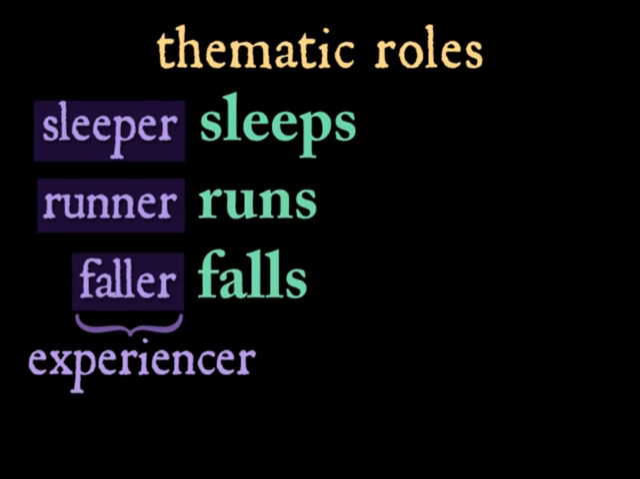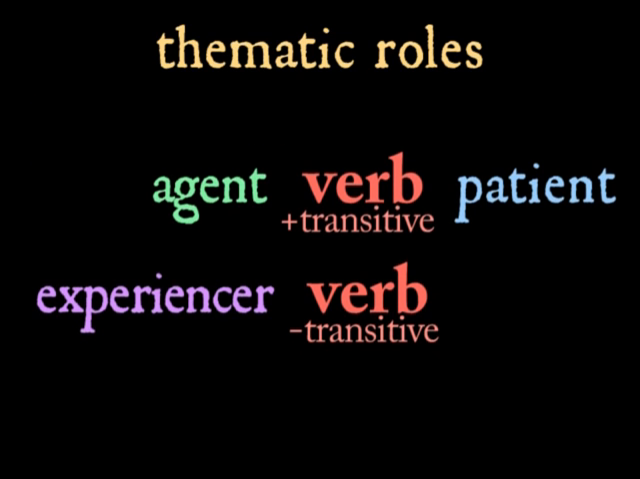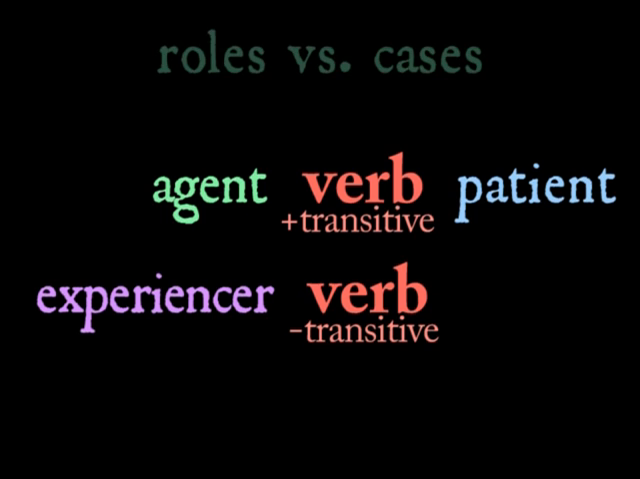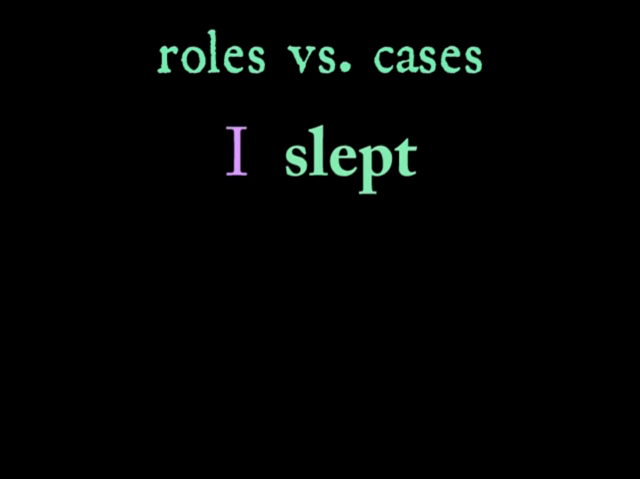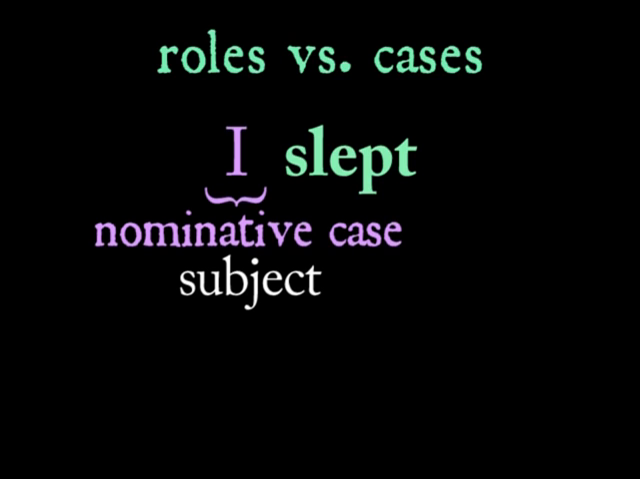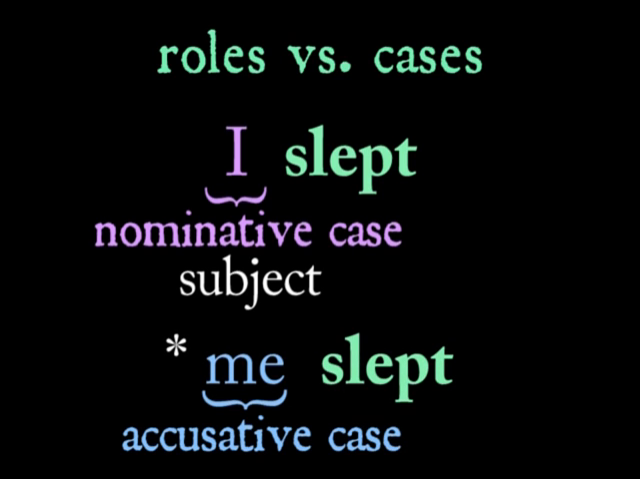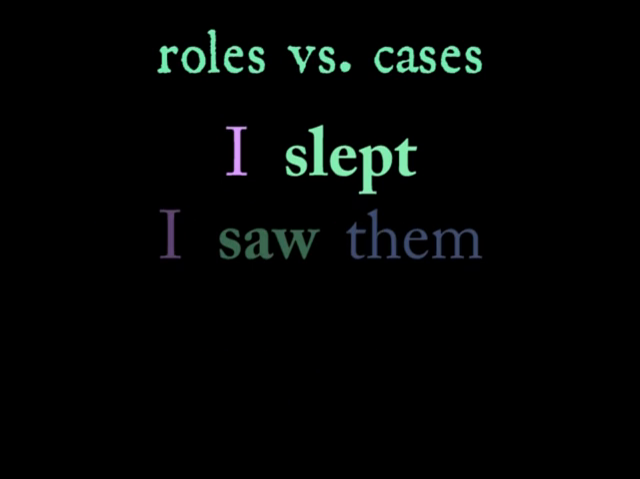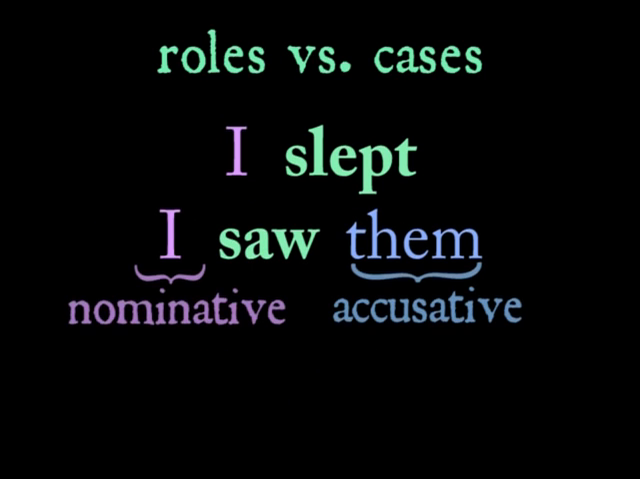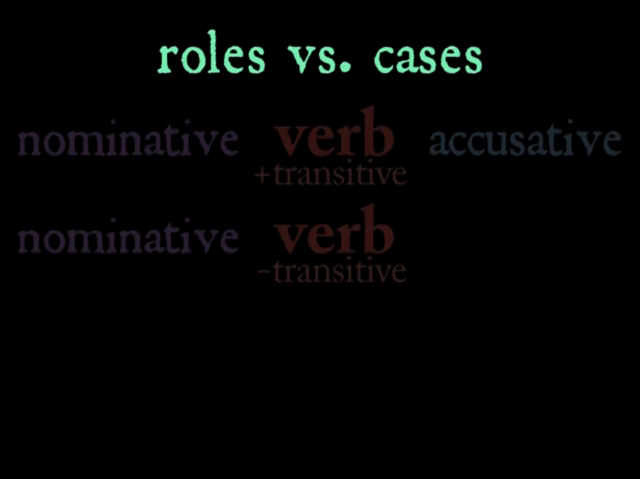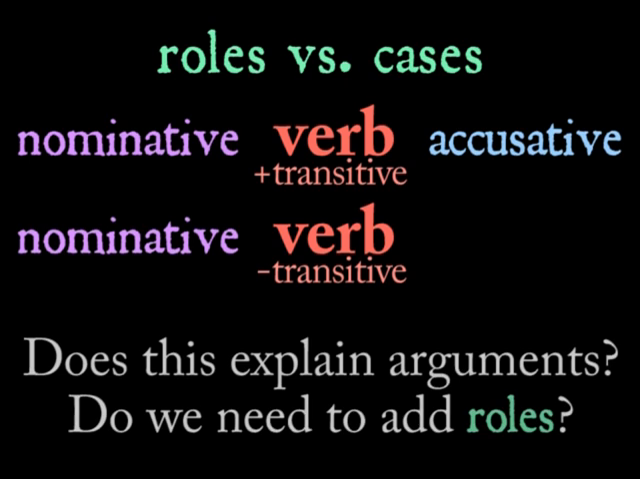We might ask, what's the point of all these roles? Why not stick with noun cases? After all, it seems like we could explain the grammar of "I slept" by saying that sleep has one subject in the nominative case, so I say "I slept" and not "me slept." The subject of see looks like it's in the same case, while the object is in the accusative case. So can't we stick with our concept of nominative case nouns versus accusative case nouns?